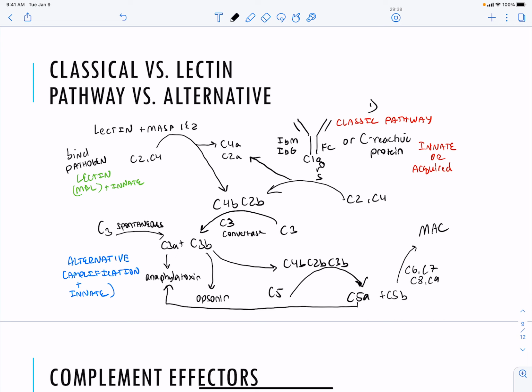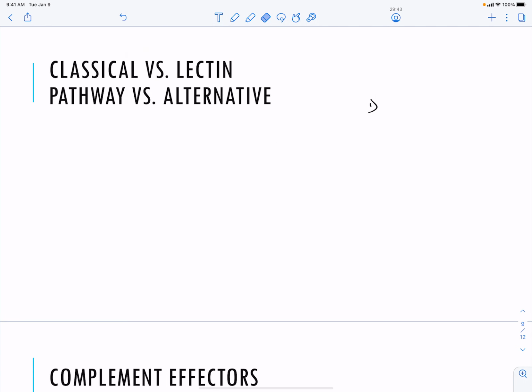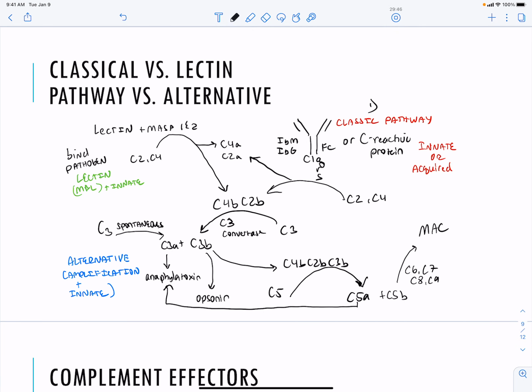So we have the classic pathway, and the classic pathway is unique because it's the only pathway that uses C1. The only pathway that uses C1. So C1q will actually bind to the Fc region of the antibody. So C1q binds the Fc region. And then the R and S will change conformations. And this change of conformation will cause the cleavage of C2 and C4. And so they become C2A and C2B, C4A, and C4B.